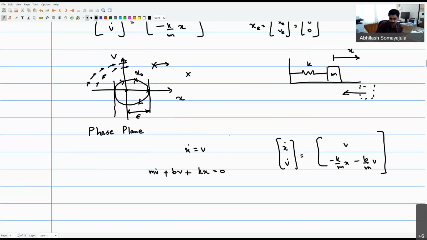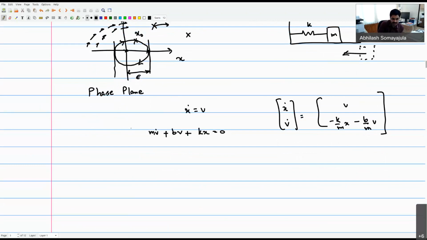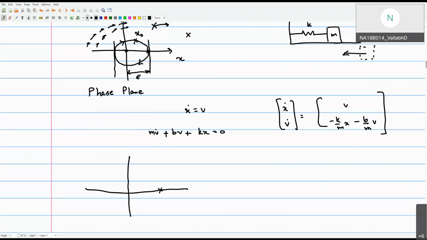If I now start looking at the phase plane diagram for this system, what do I expect to see? When I start from a point here, just like before, what do I expect to see? An inward spiral. It will be an inward spiral. So basically I start, I'm a terrible drawer on this Wacom tablet.